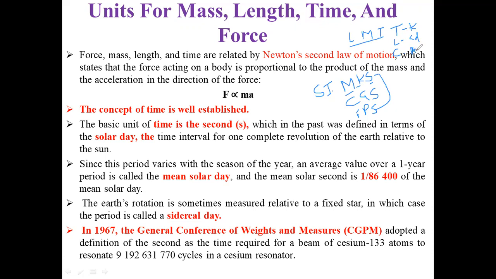So these are the seven fundamental units: length, mass, time, temperature, luminous intensity, which is measured in candela, current, which is measured in ampere, and the last one is the amount of substance, which is measured in mole. These are the fundamental units, and other units are derived from these fundamental units.